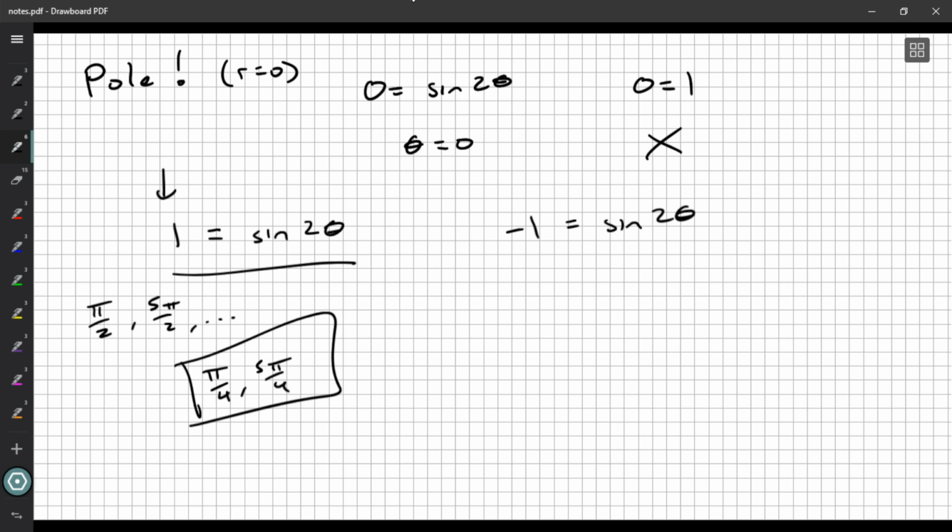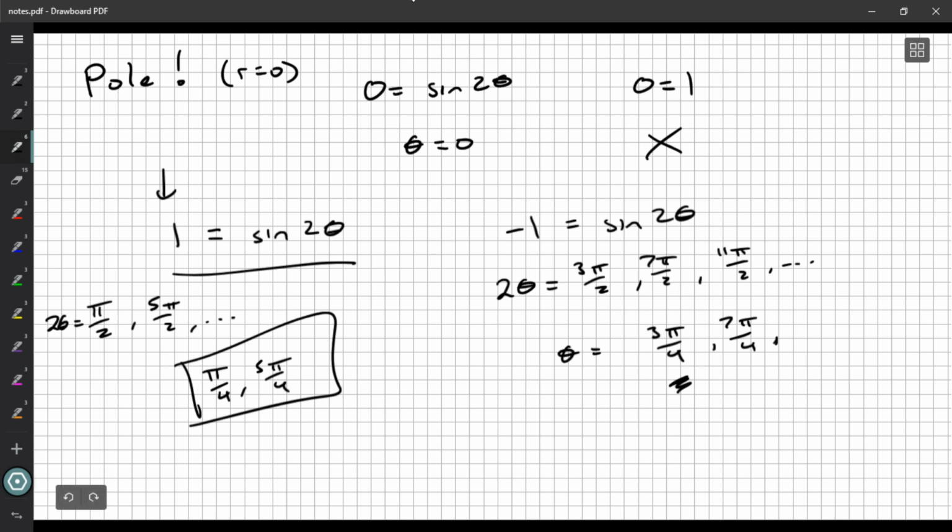Okay. When does sine equal negative 1? Well, when our input is something like 3 pi by 2, or 7 pi by 2, or 11 pi by 2. And these correspond to theta values of 3 pi by 4, 7 pi by 4. We could do 11 pi by 4, but that's just 3 pi by 4 plus 2 pi. Gone around the circle again. We don't need to worry about that. Okay. So these values here should work out.